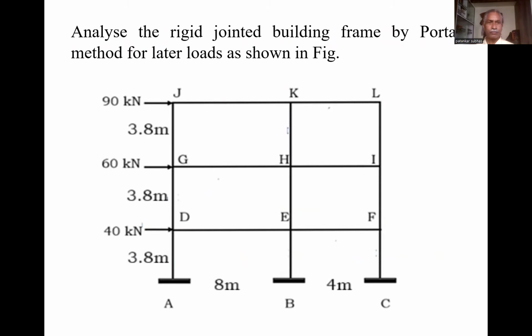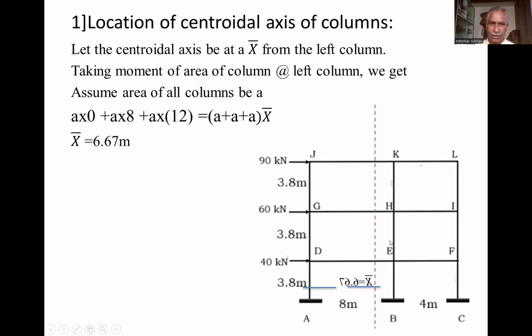Same problem. Here the loads given at J, that is the top story joint, are 90 kilonewton, the middle 60 kilonewton, and the bottom 40 kilonewton. Floor to floor height is 3.8 meter. The first span is 8 meter and the second span is 4 meter. So we have just analyzed this.